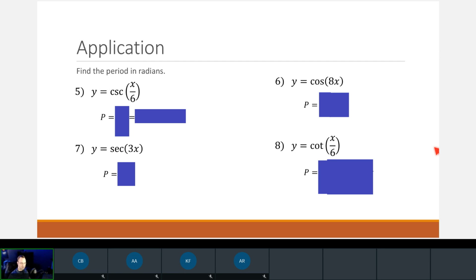So let's go ahead and plug that into the formula. The period should be 2 pi divided by 1 over 6. And we do the math. We can take 2 pi multiplied by the reciprocal. And then what is the period of number 5 now? 12 pi. Yep, it is 12 pi.